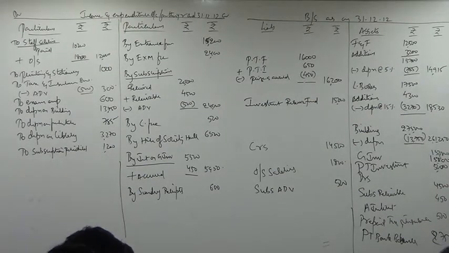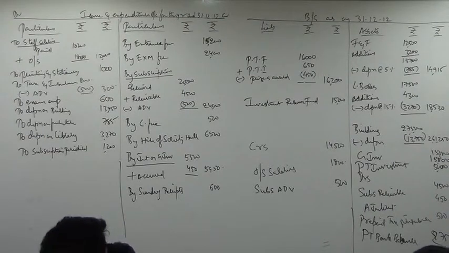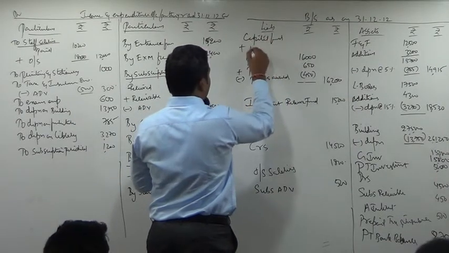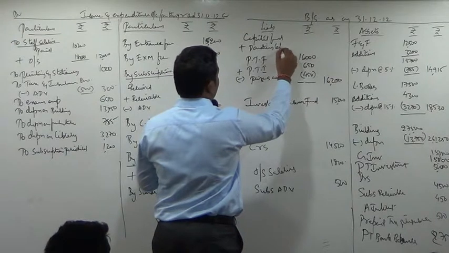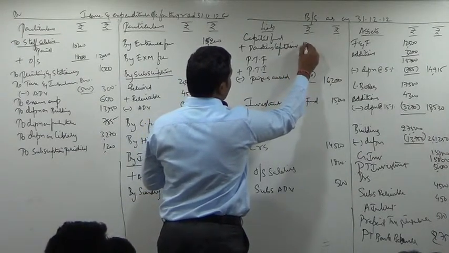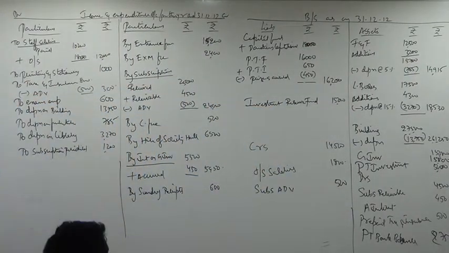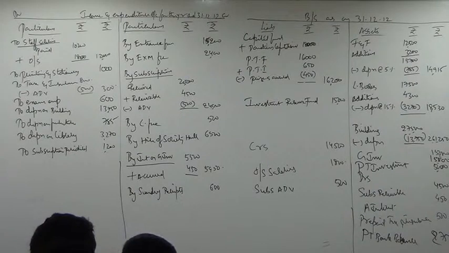Next. Donations to be capitalized 18,000. You can add it to the capital fund. Okay. Capital fund. Add donations capitalized. How much donations have been capitalized? 18,000. Inner column. I have not completed it. I have kept it in the inner column. Capital fund opening balance is not written. Add donations capitalized 18,000.